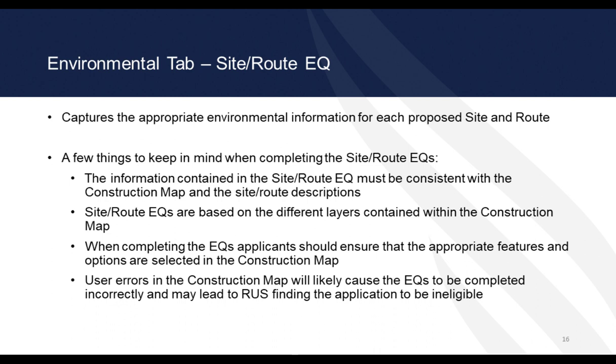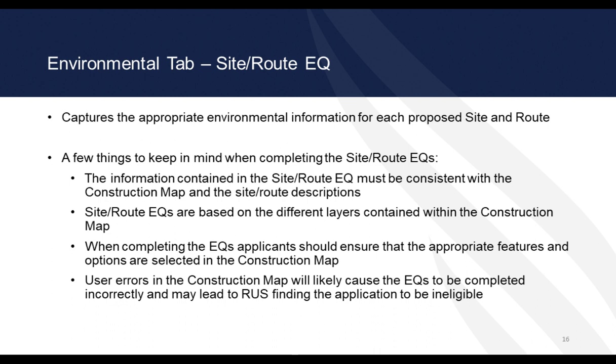The next few slides will provide some details on the 3 types of EQs that applicants may be required to complete. All applicants must fill out a site or route EQ for each site and each route in the project. The site and route EQs will capture the appropriate environmental information for each proposed site and route. This information will be used in conjunction with the project EQ to determine the overall environmental compliance of the proposed project. And here are a few things to keep in mind when you're completing your site and route EQs.